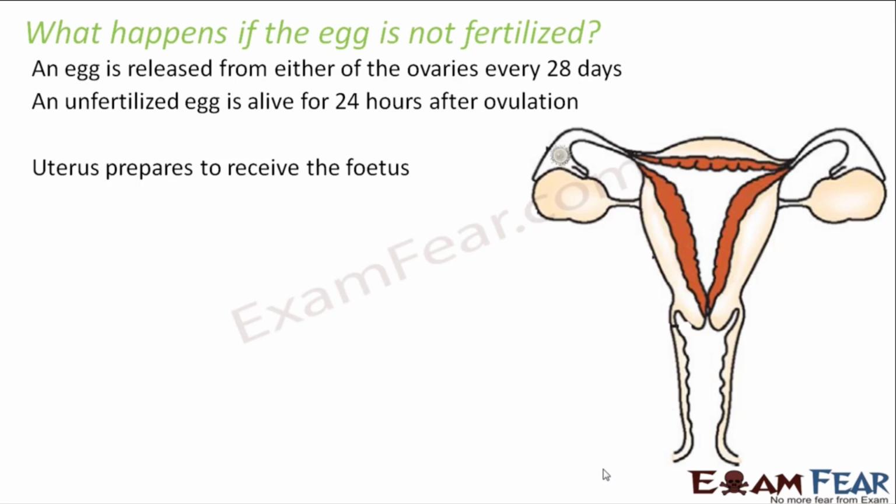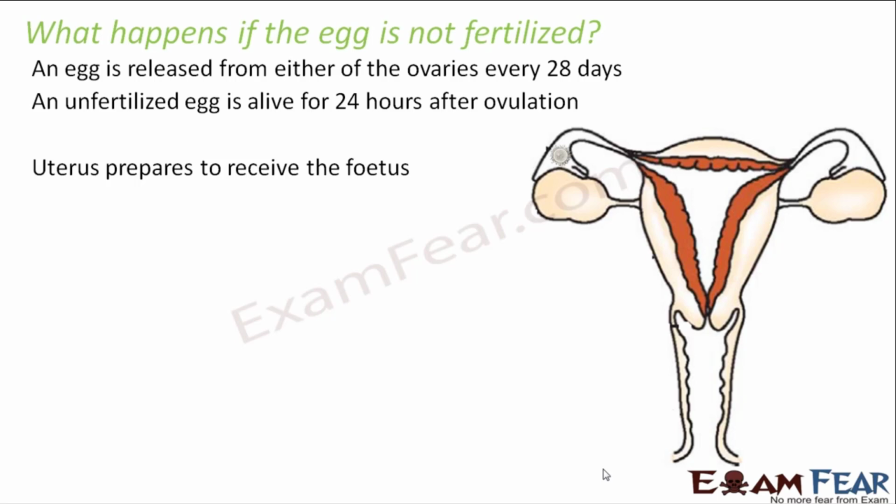Now forget about whether the sperm fertilized it or not. As soon as ovulation takes place, as soon as a matured egg is released from the ovary, what happens to the uterus? The uterus gets to know that the egg is released from the ovary. So the uterus also prepares itself. The uterus also knows that the egg will remain alive for 24 hours, so maybe a sperm will come and fertilize the egg. If a sperm fertilizes the egg, a zygote will be formed. In 4 to 5 days, the zygote will become an embryo, and that embryo will come to the uterus.